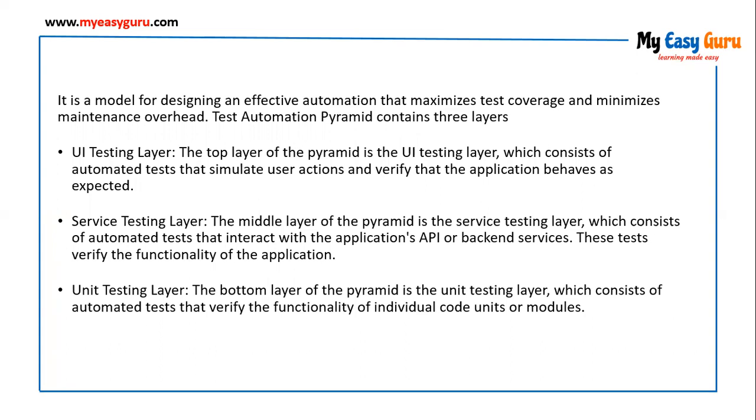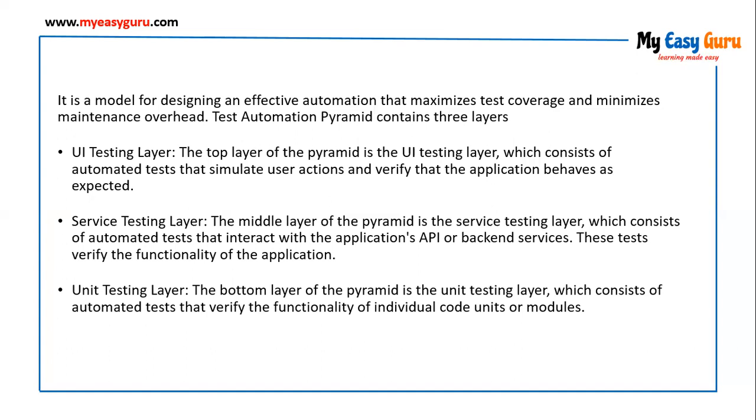Our first one is the UI testing layer. The top layer of the pyramid is the UI testing layer. This consists of automated tests that simulate user actions and verify that the application behaves as expected. The second one is the service testing layer. The middle layer of the pyramid is the service testing layer. This consists of automated tests that interact with the application's API or backend services. These tests verify the functionality of the application. Then there is the unit testing layer, the bottom layer. This consists of automated tests that verify the functionality of individual code units or modules.